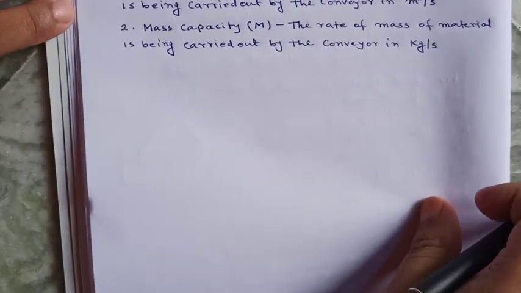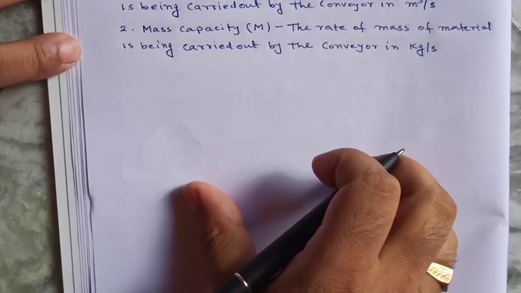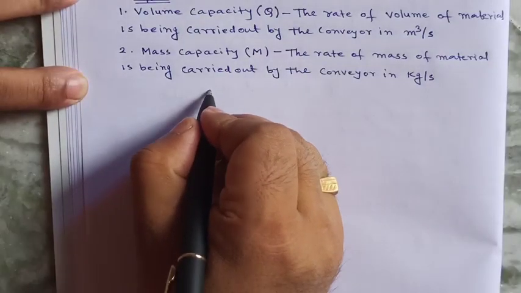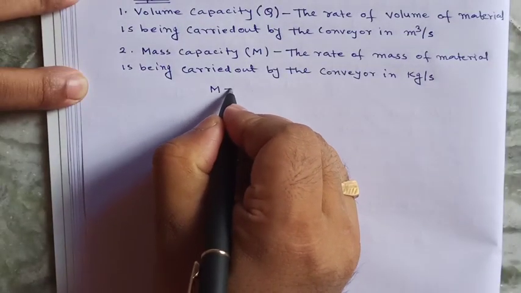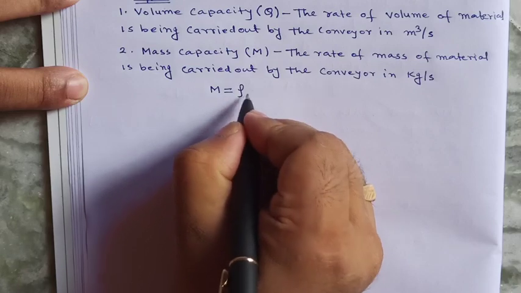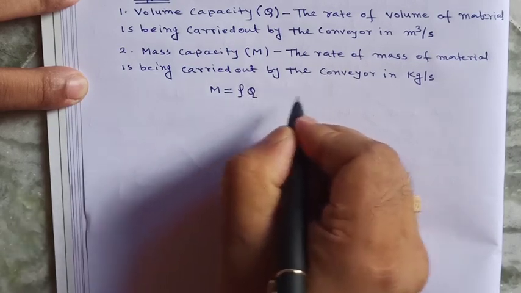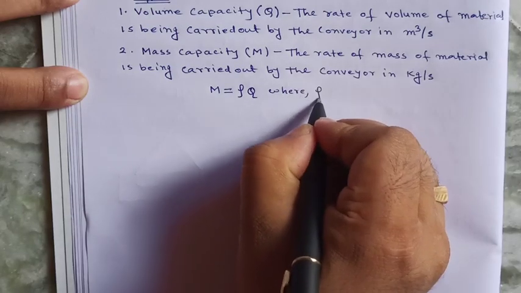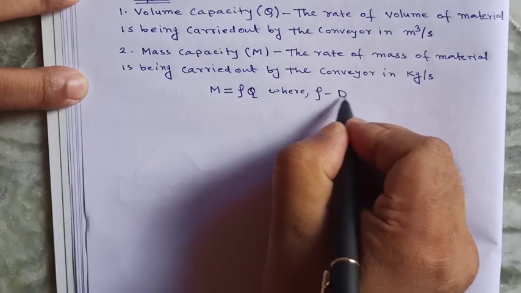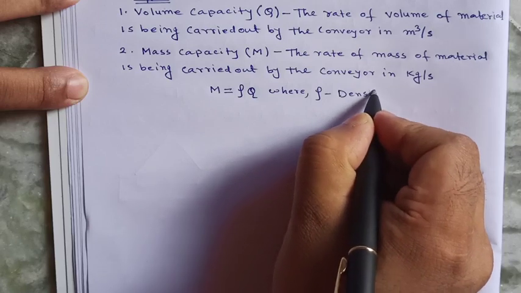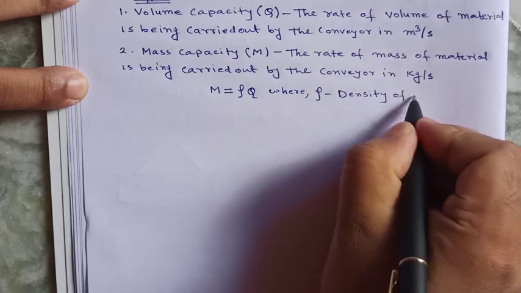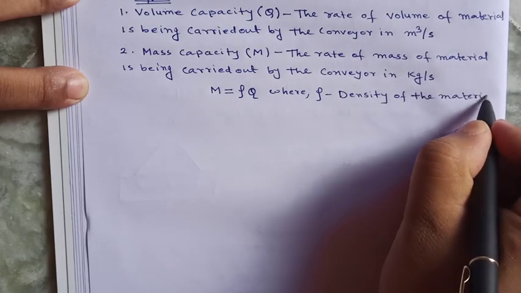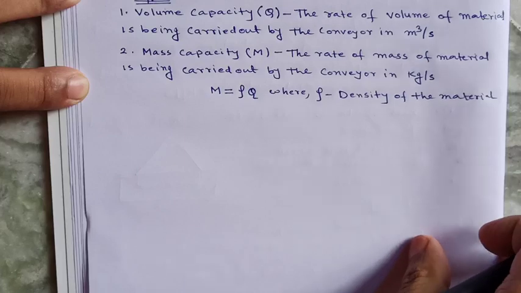Now what is the relation between volume capacity and mass capacity? As you know, the mass, that is M, equals rho into Q, where rho is density of the material.